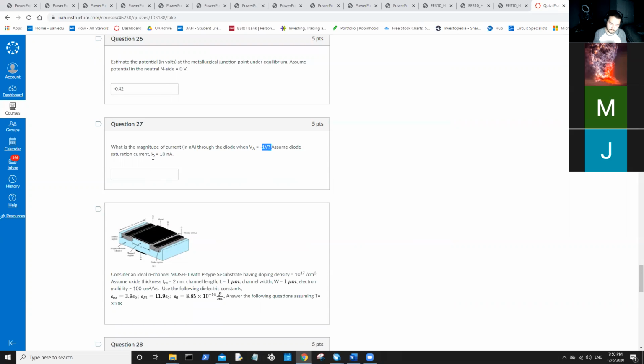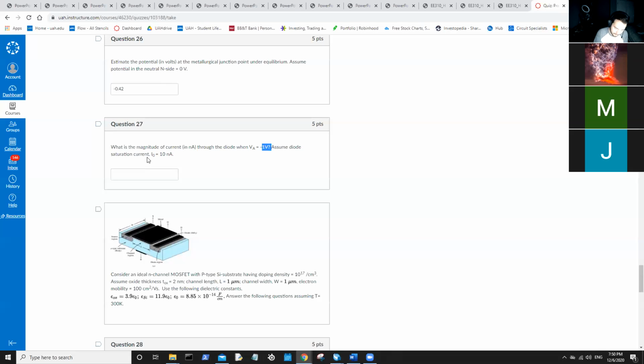So the formula here is J is equal to I0, J0, whatever you want to call it. That's an intrinsic given. In this instance, it'll be 10 times e to the VA over 0.026, minus 1, all in parentheses, multiplied by 10 nanoamps. So VA is given as negative 1.